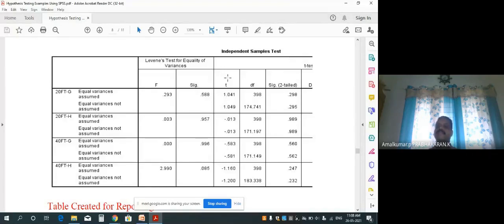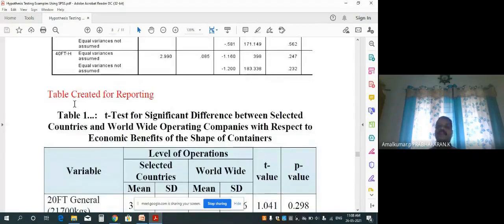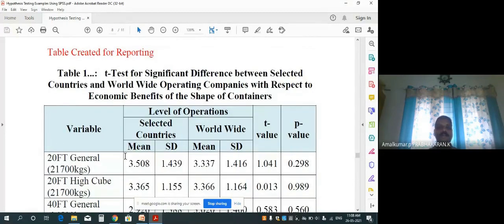Here we are taking only two columns for final reporting. We are choosing this t value, and this is the significance value or p value. We choose only this t and this p value. After choosing these, the researcher makes a table for reporting. This is the reporting table created by the researcher.